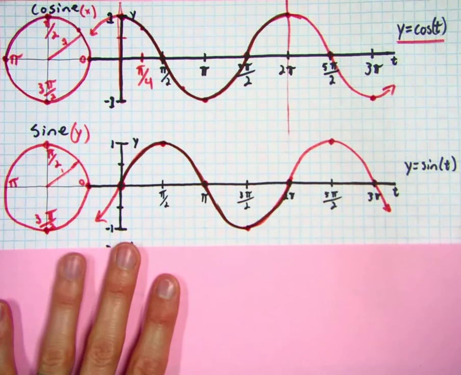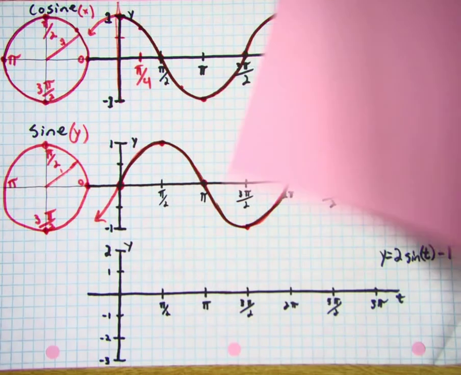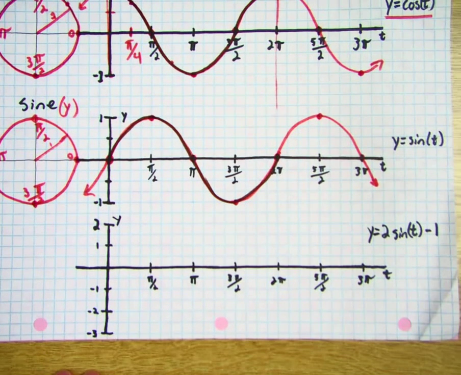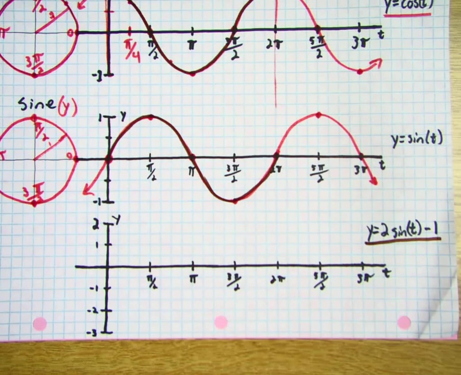Now, what we're going to do with that, obviously we're going to talk about that in class a little bit, but one of the things we're going to do in class is try to graph some functions that aren't just cosine or just sine. So we're going to take this one, for instance, y equals 2 sine of t minus 1.